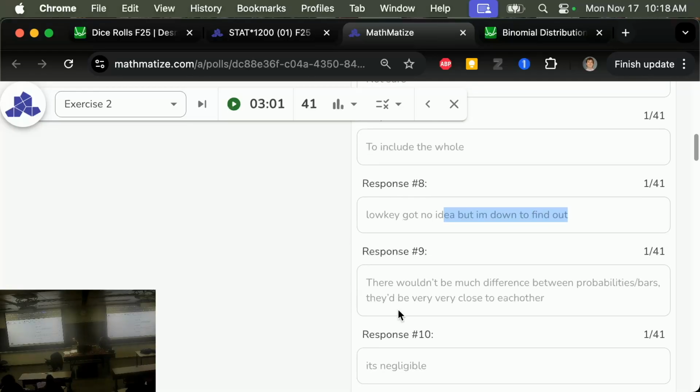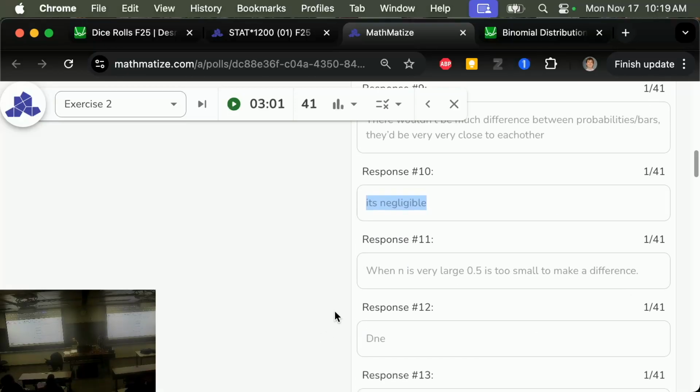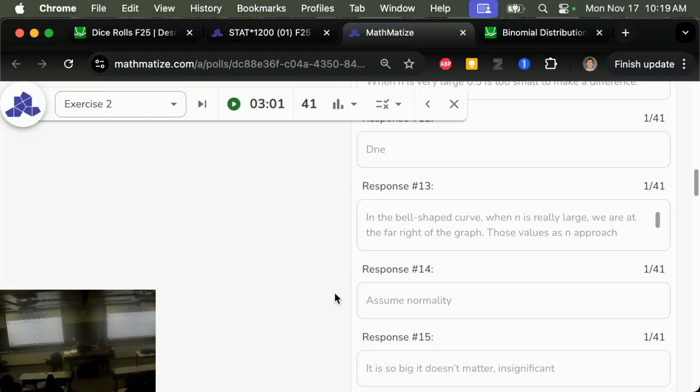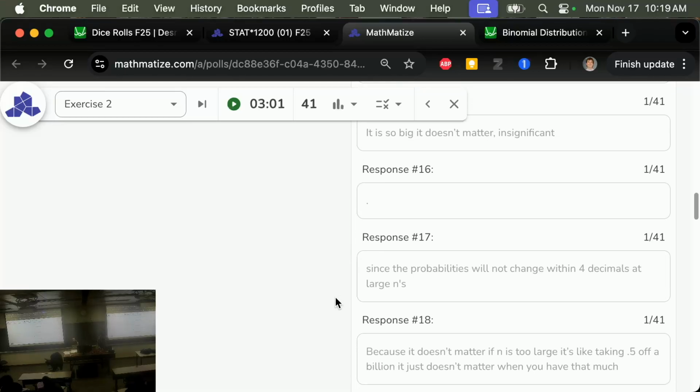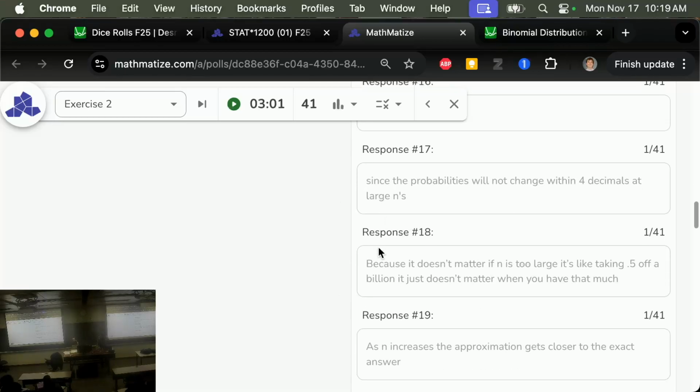"There wouldn't be much difference between probabilities bars. They'd be very, very close to each other." This is the right kind of idea. The bars are doing something special as n gets bigger and bigger. "Negligible": yes, that's what we're trying to figure out why. "Too small": yes, some people have figured it out. "Insignificant, they do not change." So I think people are on the right track.